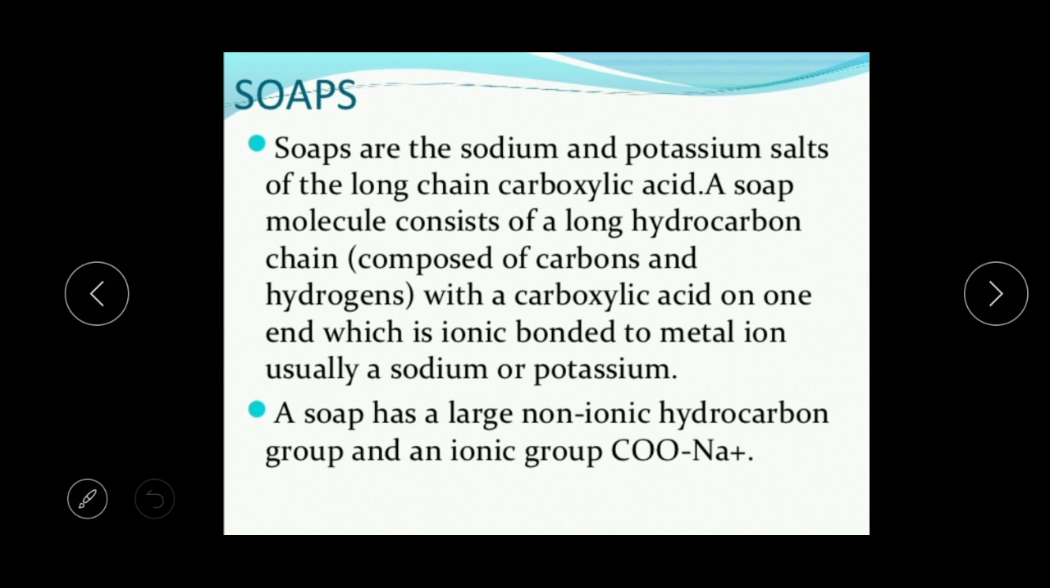Soaps are sodium and potassium salts of long chain carboxylic acids. If there is a sodium ion, those are sodium soaps. If there are potassium ions, those are called potassium soaps. These are the sodium and potassium salts of long chain carboxylic acids.